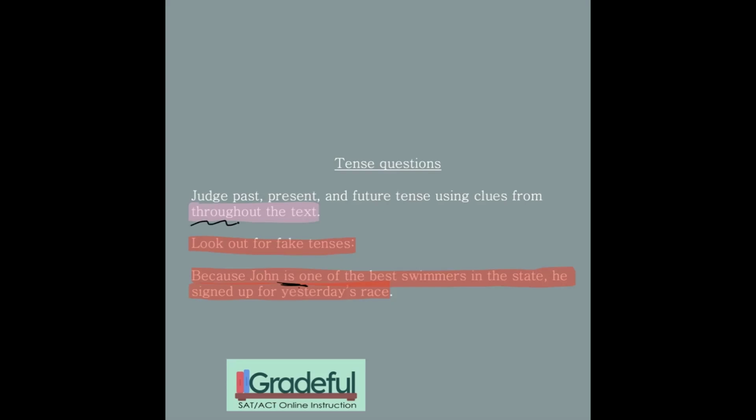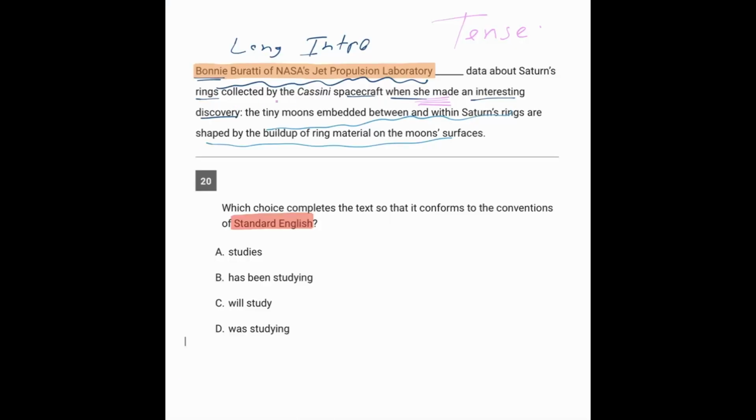If you look all around the text, you'll find the tense that you need, as long as you're not too focused on one small area. So here we see that the tiny moons embedded between and within Saturn's rings are shaped by the buildup of ring material on the moon's surfaces. That's in the present tense right there. Nevertheless, we're seeing that this person made a great discovery in the past tense. So the story is past tense involving a factoid from the present tense. And so since we're in the past tense, we need D. She was studying when she made this discovery.